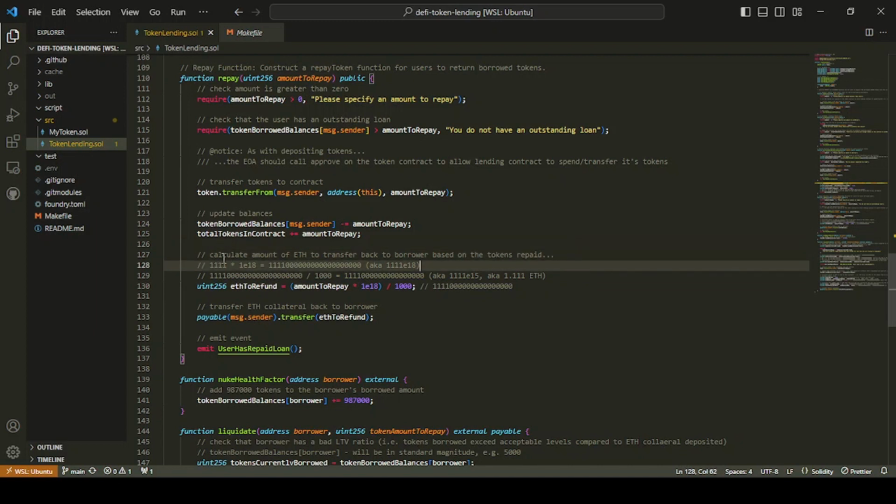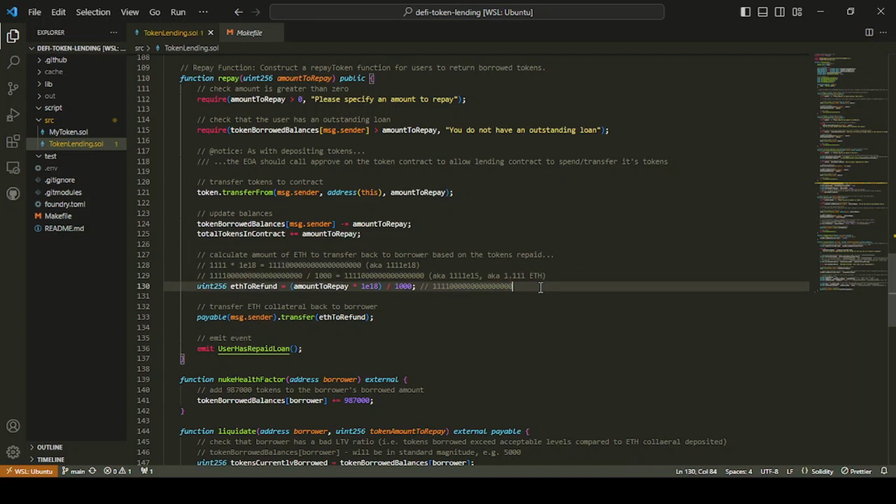You have to convert everything up to levels of precision and back down to actually do it. So what we're doing here is calculating the amount of ETH to transfer back to the borrower based on the tokens repaid. If we're repaying 1111 tokens, what we want to do is bring it up by this order of magnitude, so we add 18 zeros onto it, and then we just divide by 1000, and that gives us 1111 E15, which is 1.111 ETH.